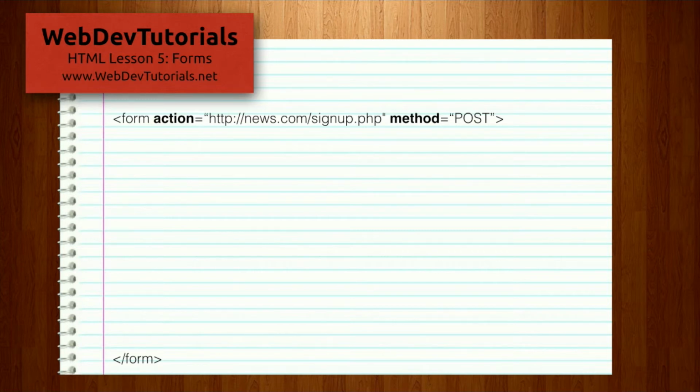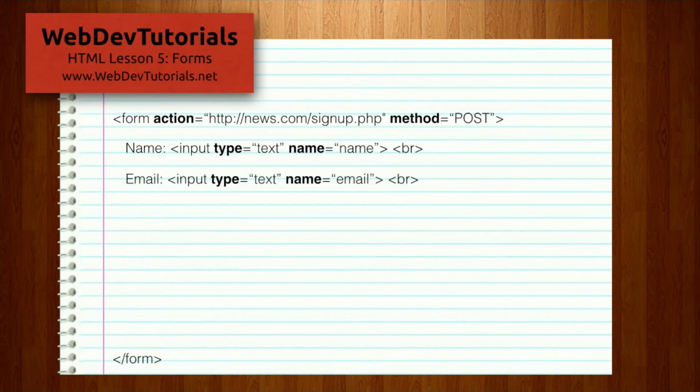Once inside the form, give a user a prompt to type their name. Use the input tag for the name field. Set the type to text and name to name. Then do the same for the email. Make a new line by using the BR tag. Email prompt, then the input with type text and name email.